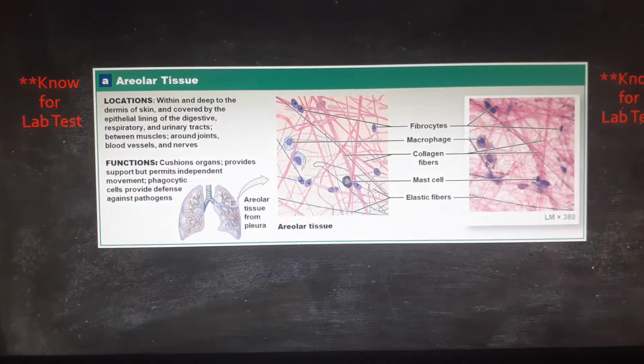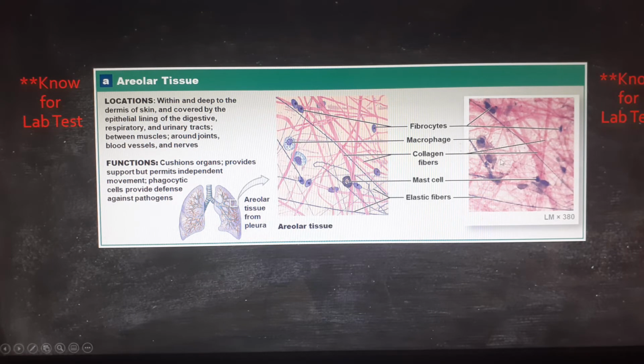So here is a diagram and an actual photomicrograph of areolar tissue. Notice, for the lab test, there are diagrams on the A&P resources site and in my PowerPoint that will actually be used for the lab test, so you definitely want to look at those. The thickest reddish pink fibers are collagens. The thinner black fibers are elastins. And the very, very fine fibers are reticular fibers. You also need to know the fibrocytes or fibroblasts.